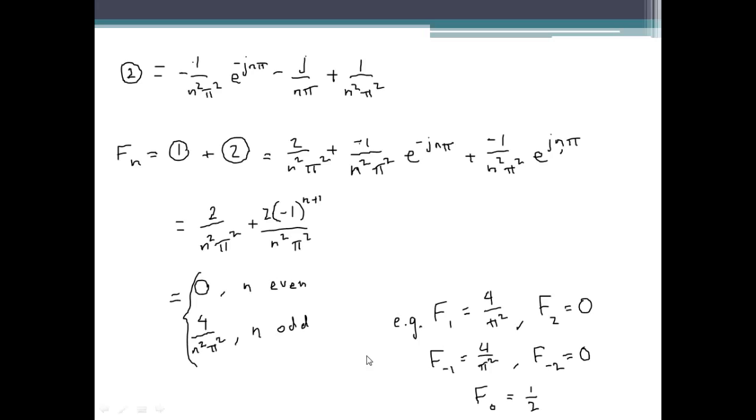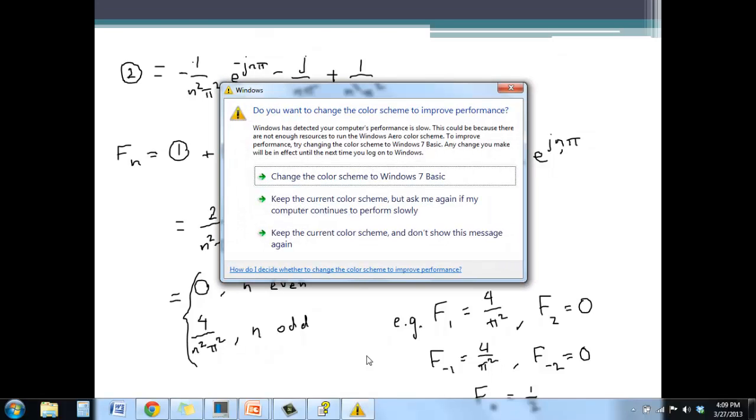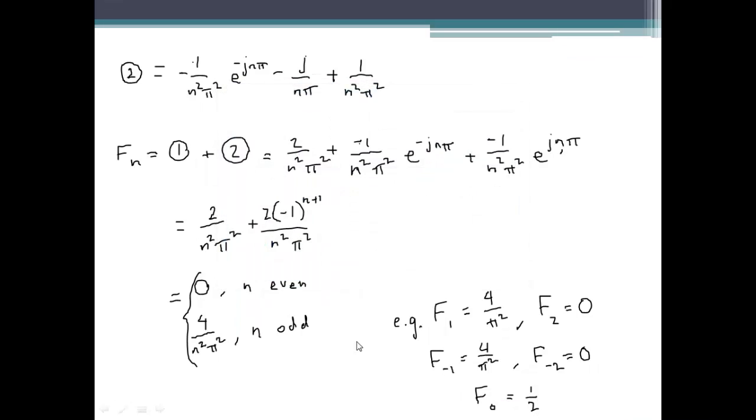And similarly for the second portion of the integral, we can use integration by parts, and we get -1 over n squared pi squared e to the negative j n pi minus j over n pi plus 1 over n squared pi squared. And if you have any questions about these derivations, just leave a comment.